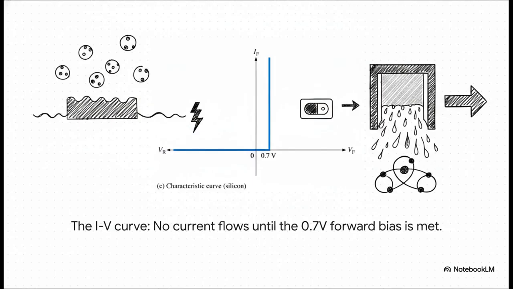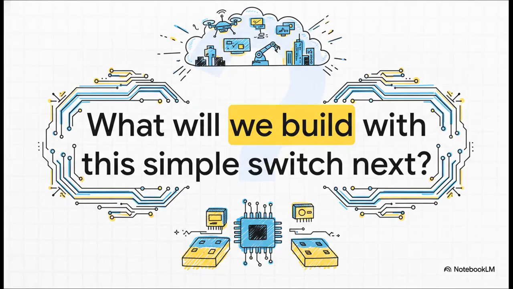See? In one direction, almost no current gets through, nothing. But in the other direction, once we give it a tiny push, about 0.7 volts for silicon, the floodgates open and current flows. It's a switch. It's either on or it's off. And really, that's it. This unbelievably simple idea, this electronic one-way gate, is the fundamental building block of our entire digital world. It's the basis for diodes, for the transistors that power our phones and computers, every single microchip.